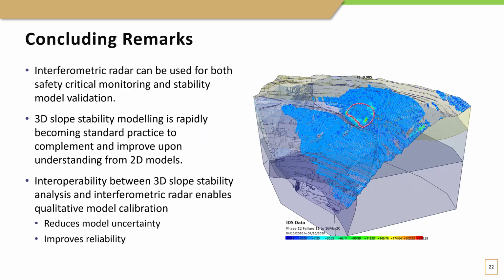Some concluding remarks. Radar can be used for both safety critical monitoring and stability model validation. 3D slope stability modeling is rapidly becoming standard practice and complementing and improving upon understanding from 2D models. Interoperability between the 3D stability models and the radar enables qualitative model calibration, which in turn reduces model uncertainty and improves reliability.